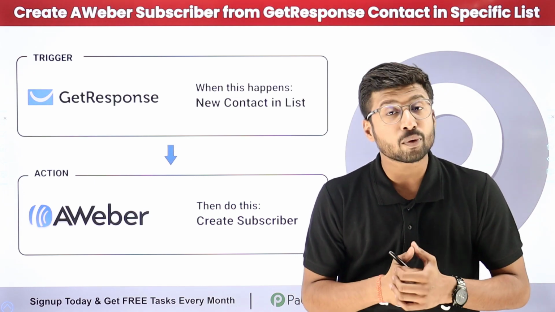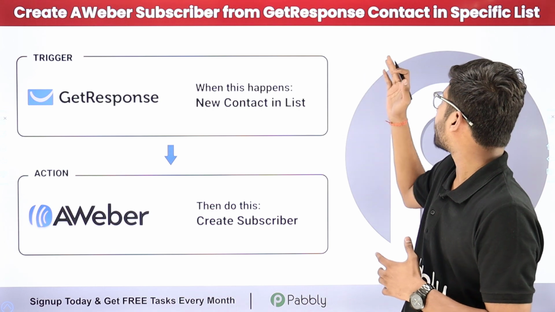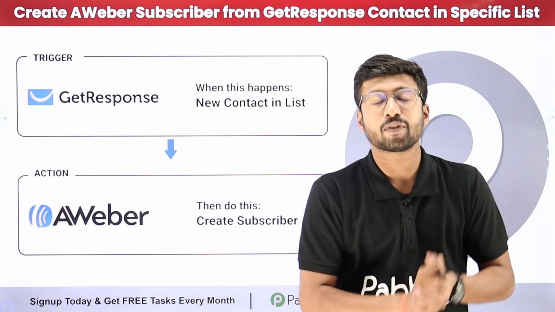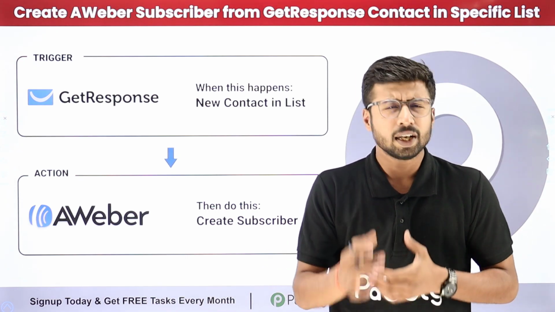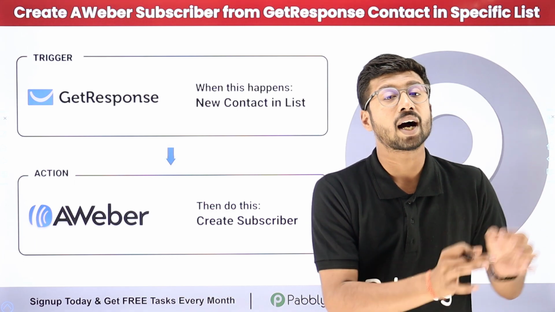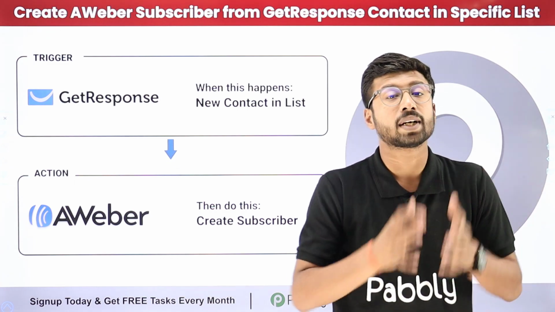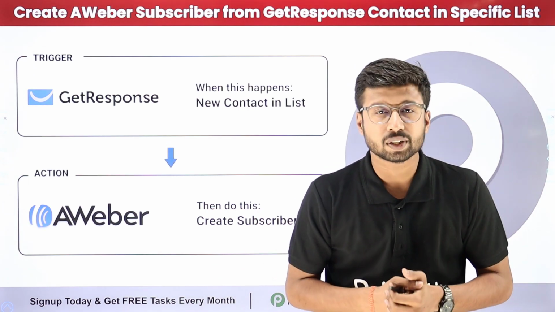So in this video, we are going to learn how to automatically create an AWeber subscriber from a GetResponse contact in a specific list. Let's say you're using GetResponse and you have created multiple contact lists over there as well. Now you want that whenever contacts are added into a specific list in GetResponse, the same contact is added in AWeber as well. So let me tell you, you can completely automate this process.